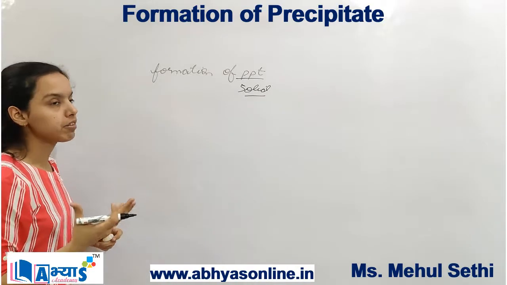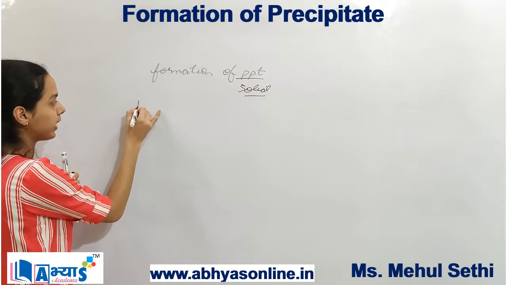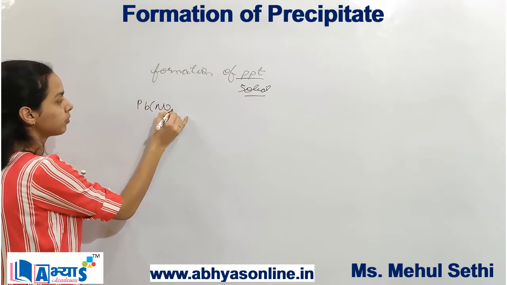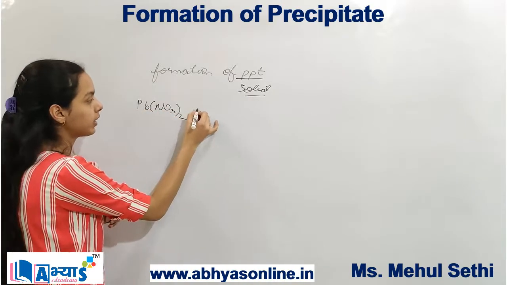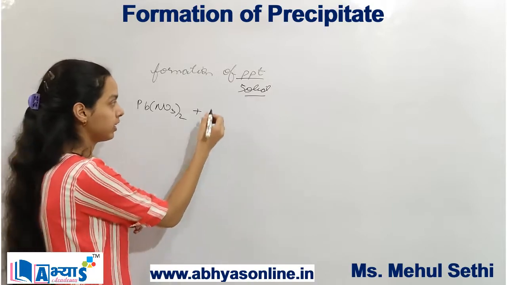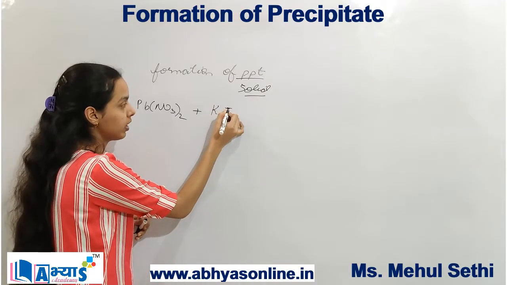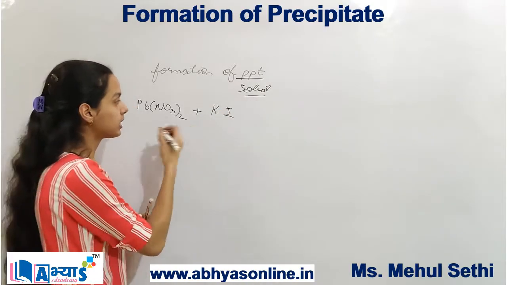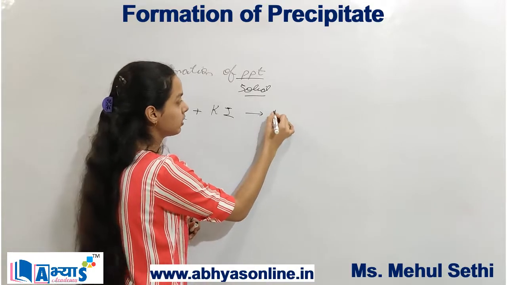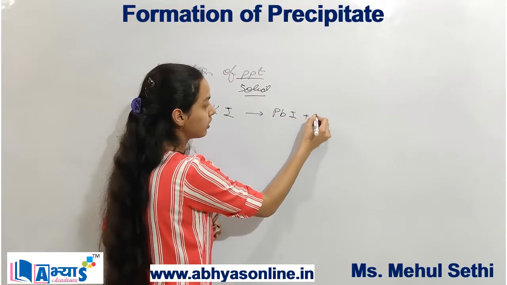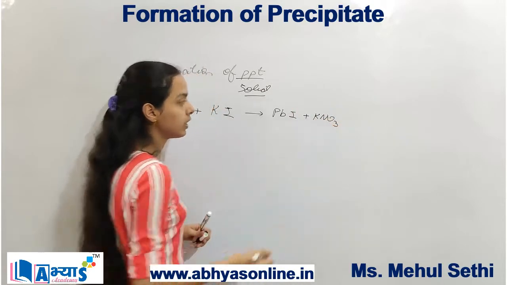For example, I have a reaction of lead nitrate reacting with potassium iodide, that is KI. I stands for iodine, and the resultant of these two reactions is lead iodide and potassium nitrate.